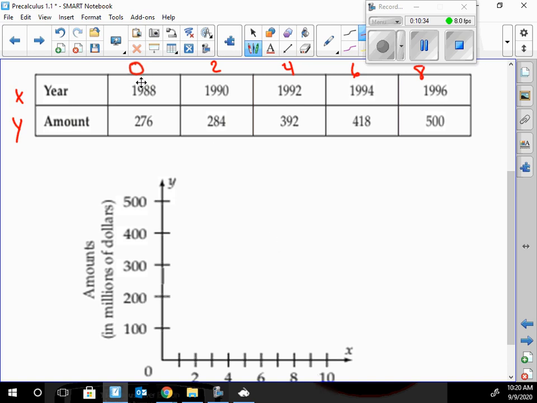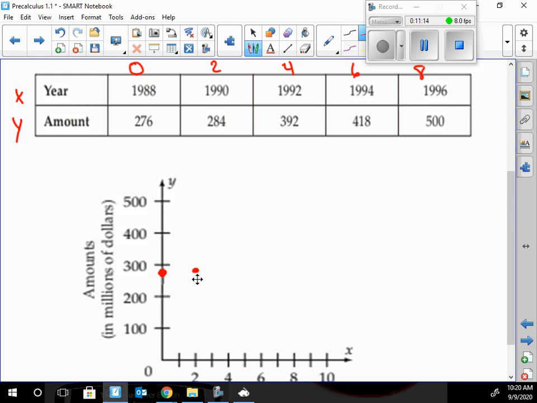So year 0, or our starting point, it's 276. Now, a good way to remember year 0, think about your starting point. When you were born, were you 1 year old? No, you were 0. You were minutes out of the womb. So your starting point is at year 0. So at 0, we go up to 276, make a dot. At 2, you go up to 284, make a dot.